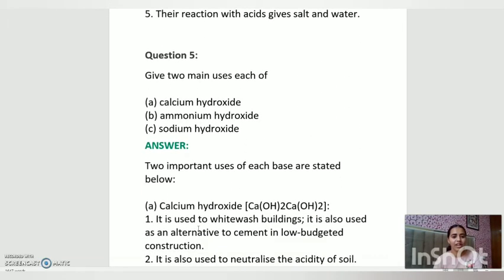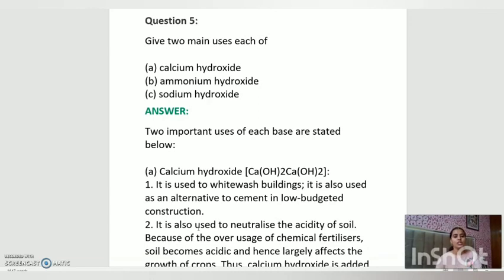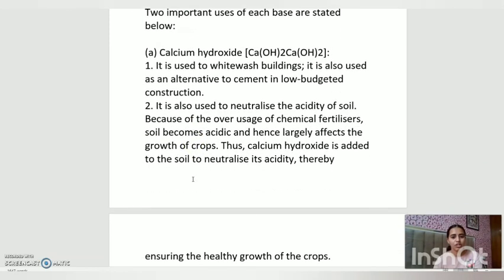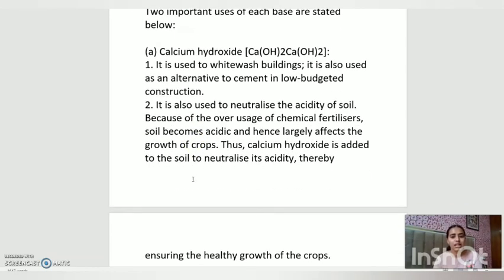Moving further, question number 5. What does question 5 say? Give two main uses each of calcium hydroxide, ammonium hydroxide, and sodium hydroxide. Now you have to give the two main uses of each. Calcium hydroxide is used for whitewashing buildings, in construction purposes. It is also used to neutralize the acidity of soil.